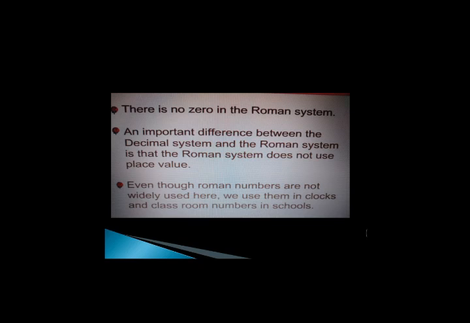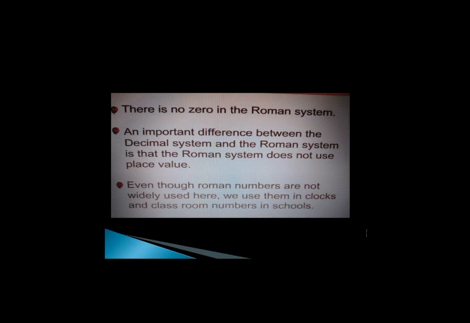There is no zero in the Roman system. And an important difference between the decimal system and the Roman system is that the Roman system does not use place value, whereas the decimal system has the place value of the digits.